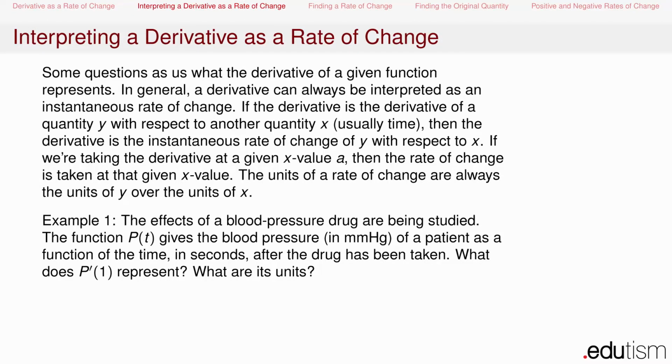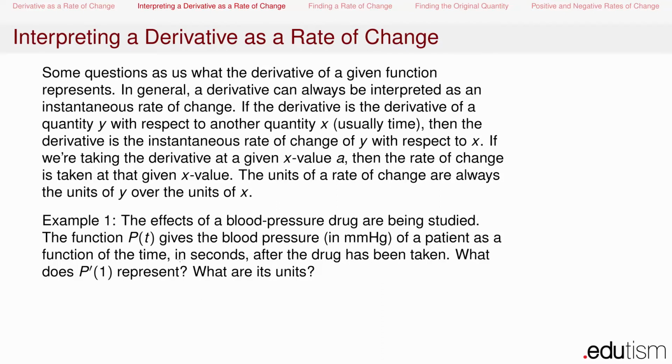Some questions ask us what the derivative of a given function represents. In general, a derivative can always be interpreted as an instantaneous rate of change. If the derivative is the derivative of a quantity y with respect to another quantity x, this other quantity is usually time, then the derivative is the instantaneous rate of change of y with respect to x. If we're taking the derivative at a given x value, let's call it a, then the rate of change is taken at that given x value. The units of the rate of change are always the units of y over the units of x.